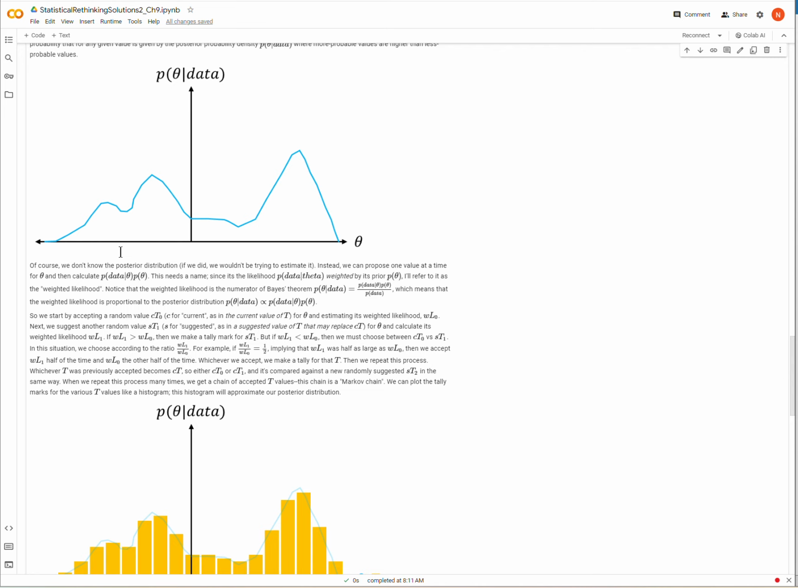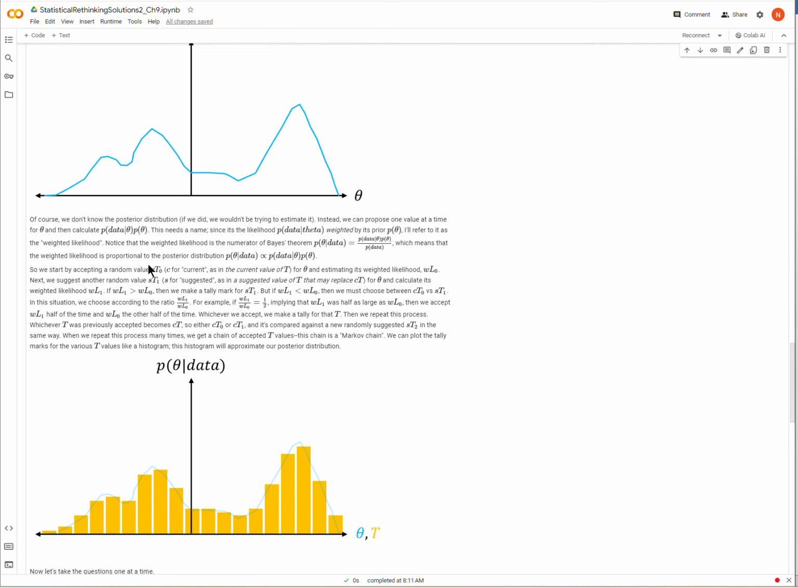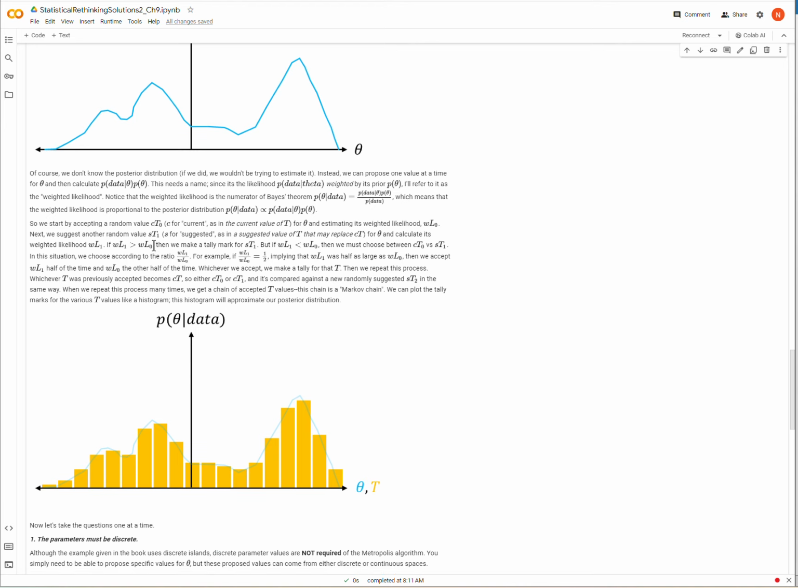Okay? So we start by just proposing a random theta and calculating its weighted likelihood. And then we propose another potential value for theta, and then look at its weighted likelihood. Okay? So now if the suggested value for theta, which I'm calling ST1 here, has a greater weighted likelihood than the current value, then we accept this new proposal. So in this case we accept ST1.